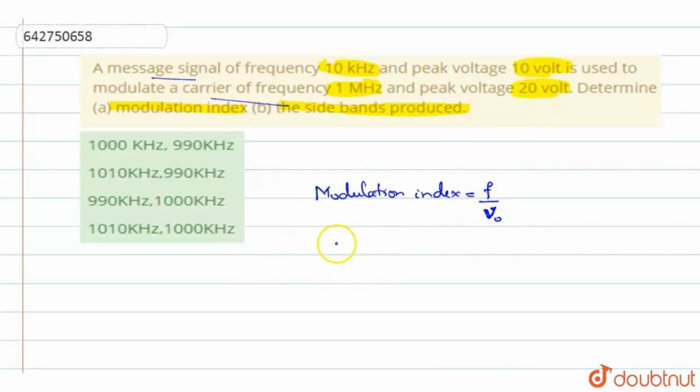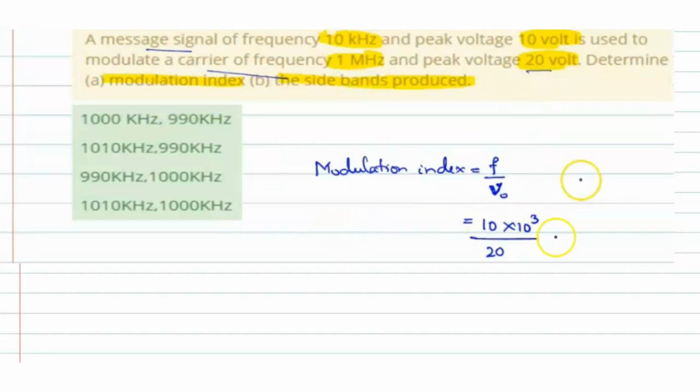And so modulation index will be given with the frequency of the message signal, which is 10 kHz. It is 10 into 10 power 3 Hz divided by the peak voltage of the carrier, that will be 20 volts. So this value gives you 500. So the modulation index of this message signal is 500.